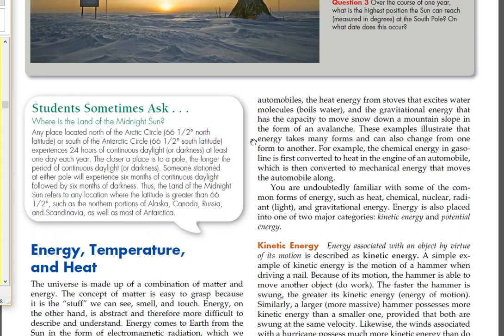For example, the chemical energy in gasoline is first converted to heat in the engine of an automobile, which is then converted to mechanical energy that moves the automobile along. You are undoubtedly familiar with some of the common forms of energy, such as heat, chemical, nuclear, radiant, light, and gravitational energy. Energy is also placed into one of two major categories: kinetic energy and potential energy.